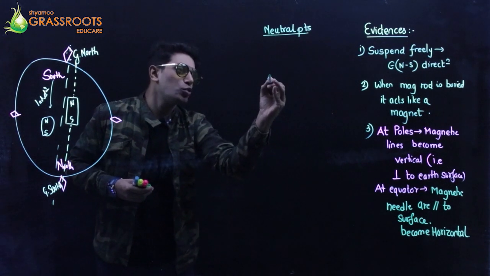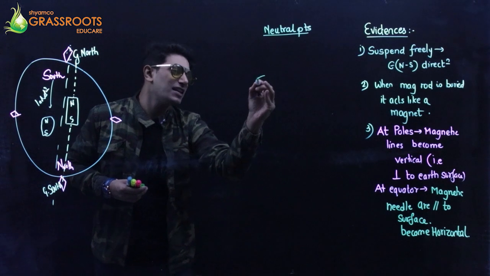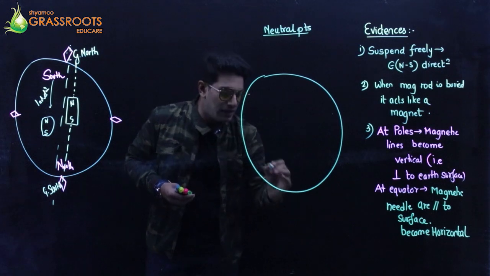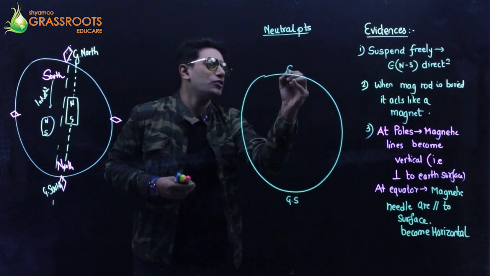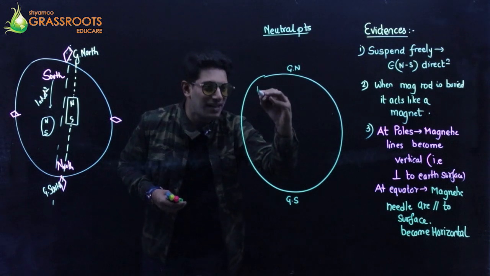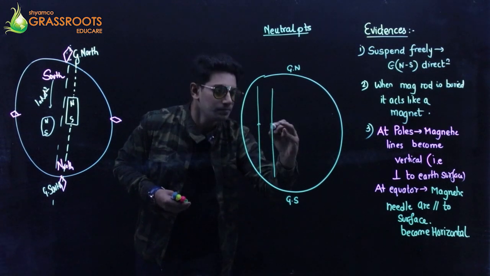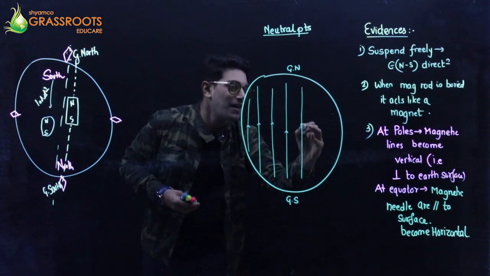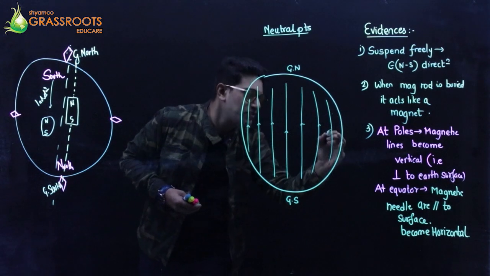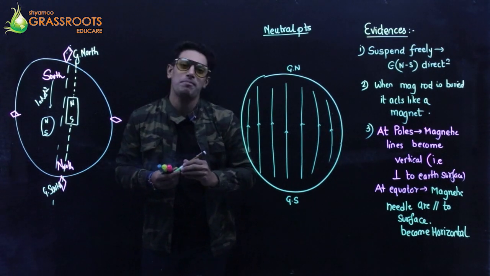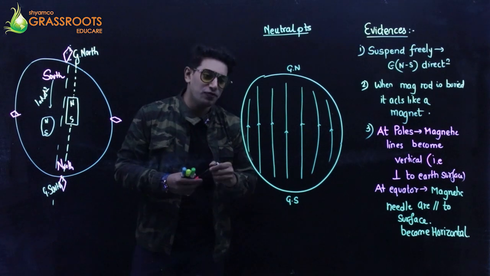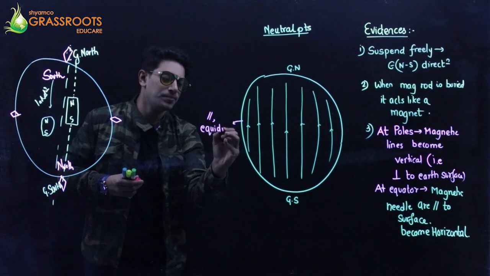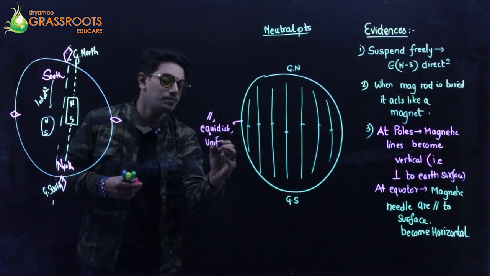All right. There are two ways, and I'm going to explain only one of them. Let's see. Okay, Earth, this is called geographic south, geographic north. Earth's magnetic field lines are parallel, equidistant and uniform. So if I'm talking about the magnetic lines of force of the Earth, first, they are parallel, equidistant, and they are uniform.